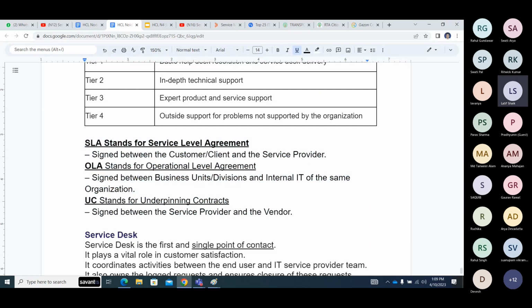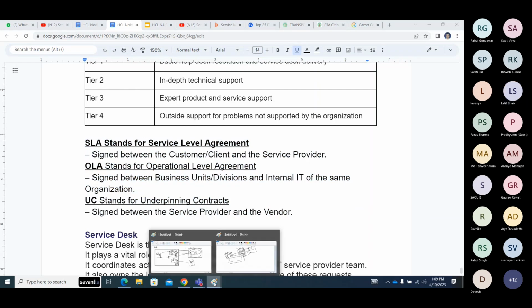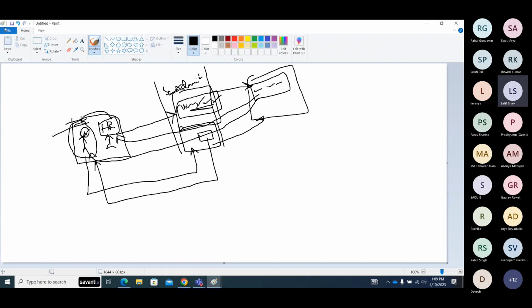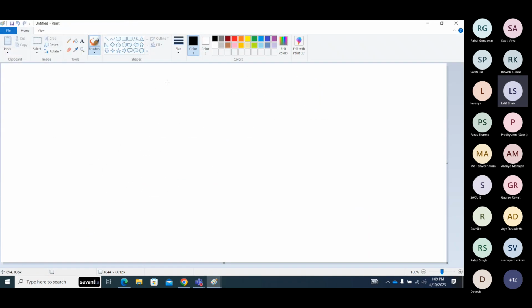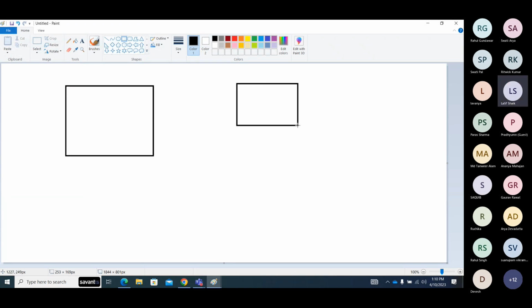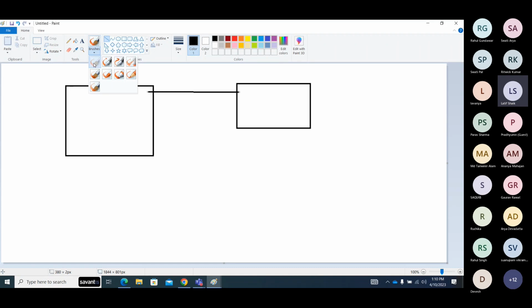Service level agreement and OLA, operational level agreement, underpinning contracts. Service level agreement is between the service provider and the customer. It's a formal agreement between the service provider and the customer.